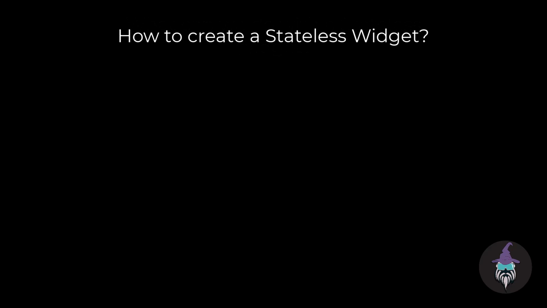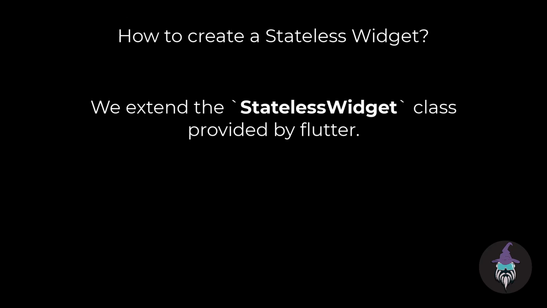So how do we create a stateless widget? To create a stateless widget, you will extend the StatelessWidget class provided by Flutter. This class has a special method called build that you need to override. Inside the build method, you define the structure of the content of your widget using other widgets provided by Flutter. Once you have built your widget, you can reuse it anywhere in your app.